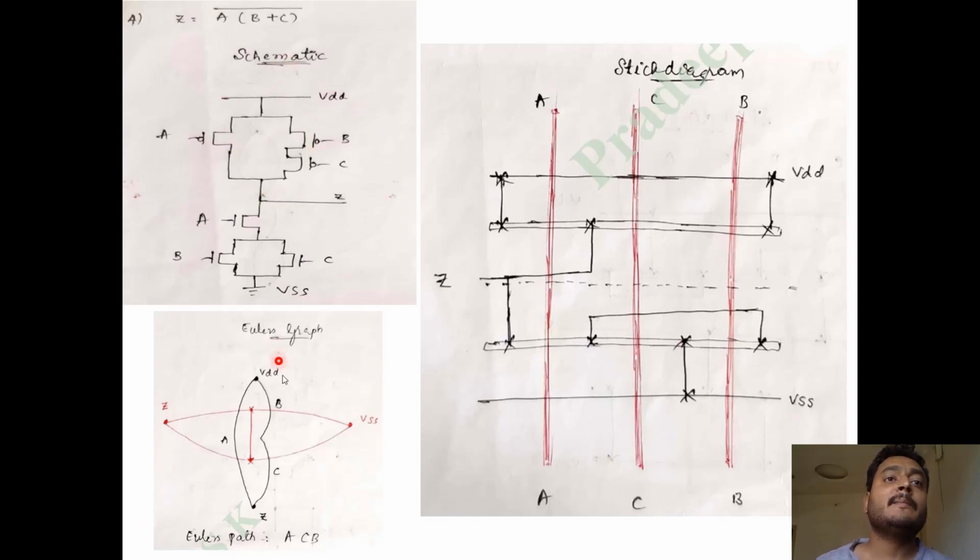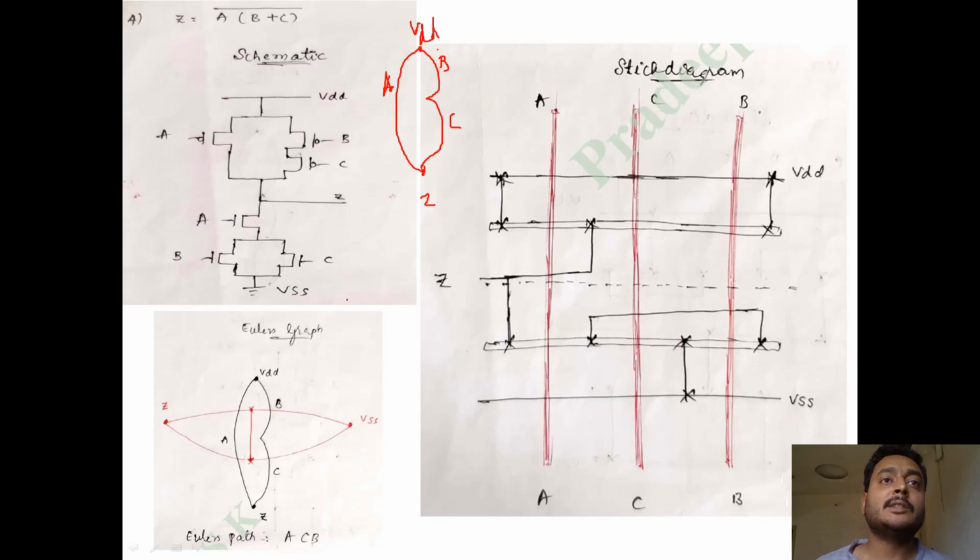Similarly, I'll write Euler's path for this. You can write it a different way here. This should actually come here. So VDD to, whatever Z is there. From here, through A, this will be my A, and through B, through C. This will be my B, and this will be my C.